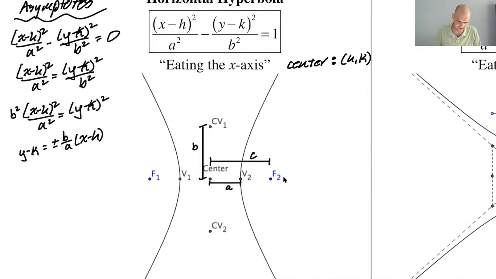So what do we got? Vertices are A away, covertices are B away, foci are C away. You can see in the picture, C has to be bigger than A for sure, which means the eccentricity, which is C over A, will always be greater than 1. These are the sorts of connections that you want to try to make.